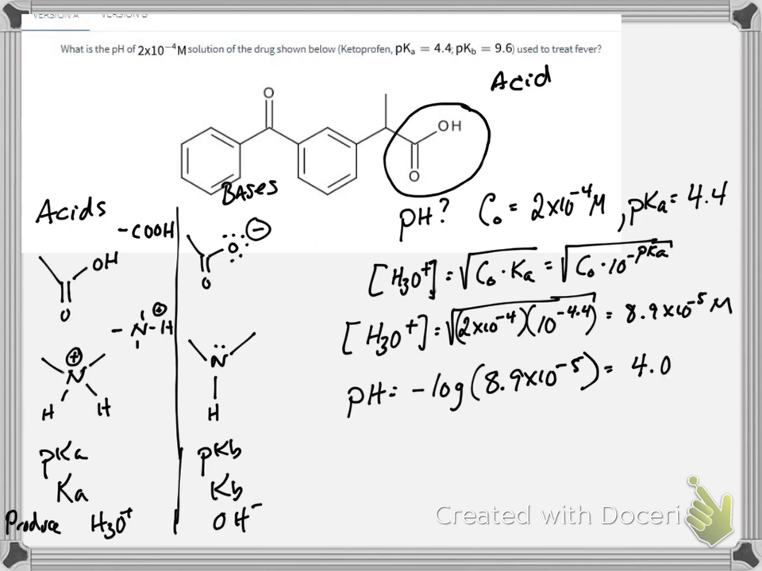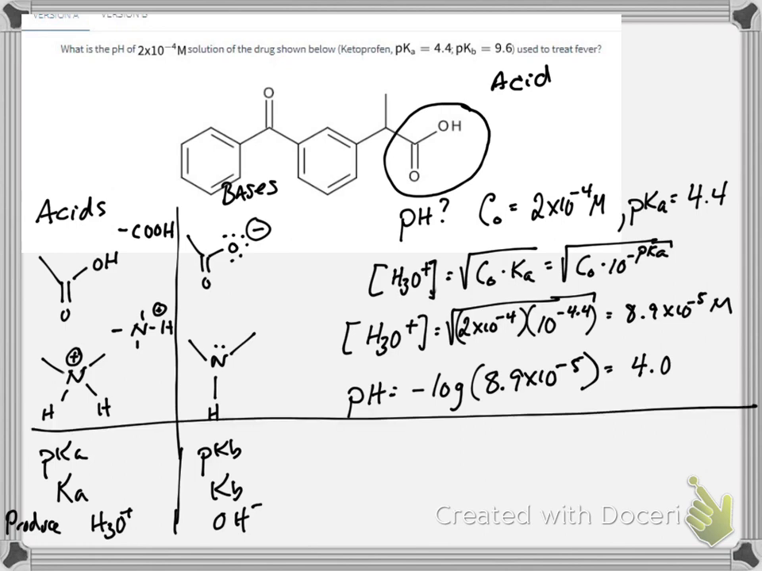So the pH of the solution changes. This very weak acid at a very low concentration, when you put it in water, changes the pH by 3 orders of magnitude. It goes from 7, which was pure water, down to 4.